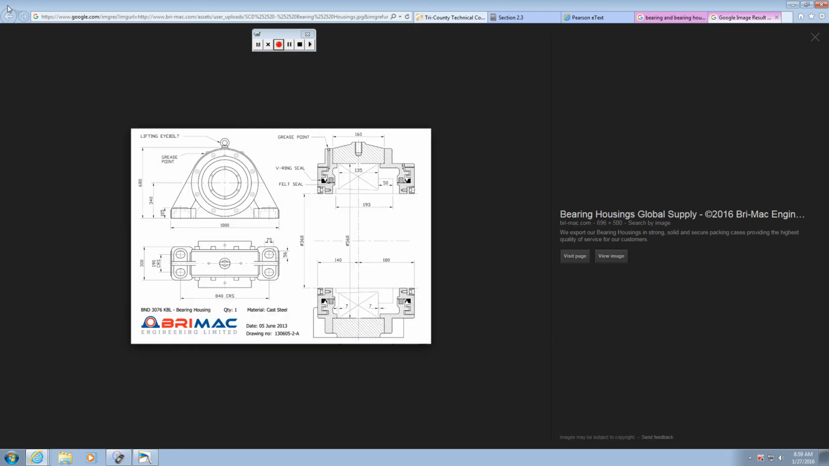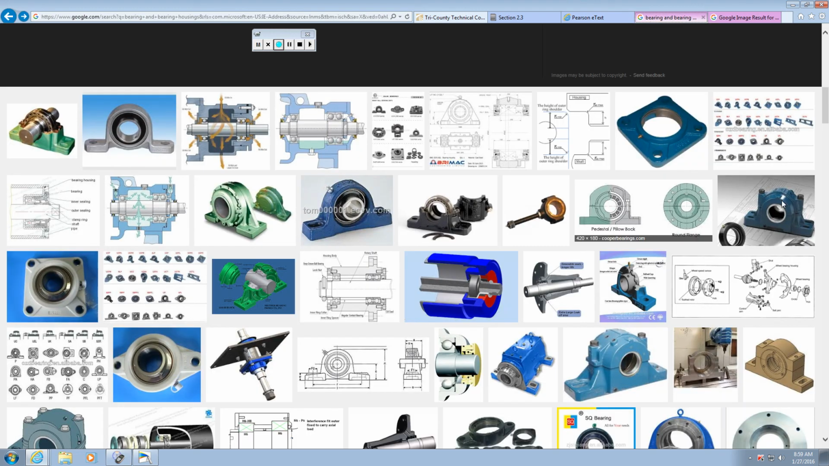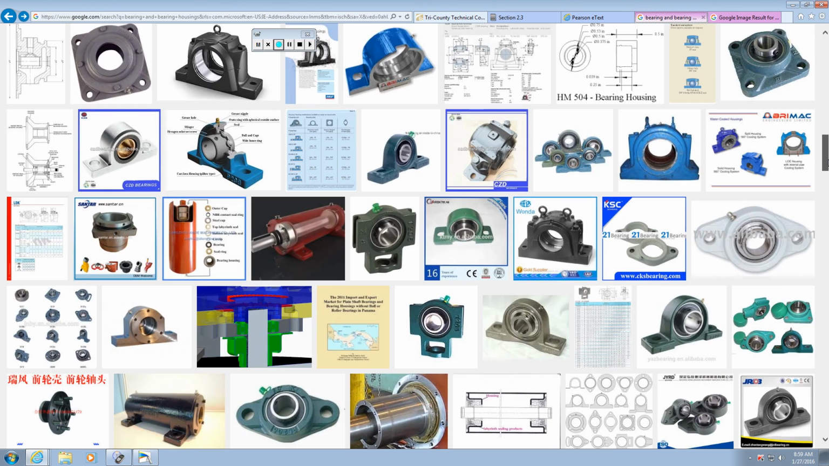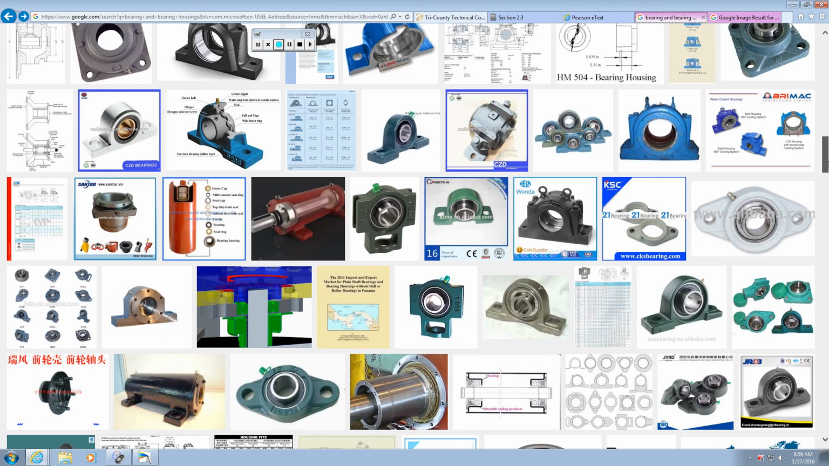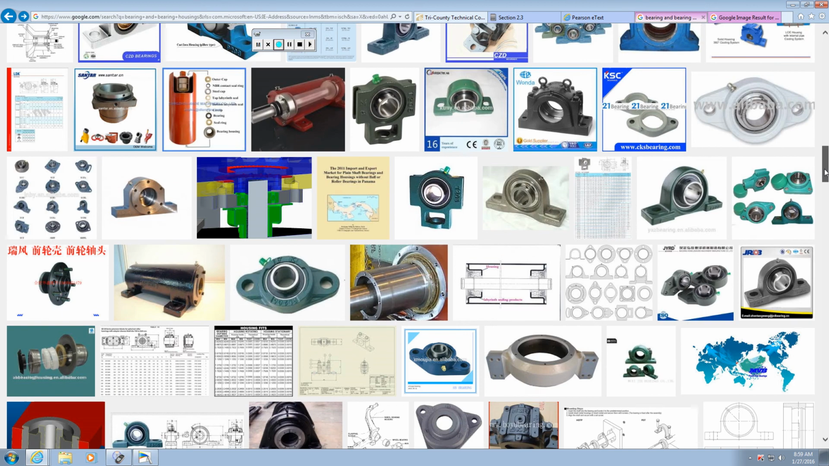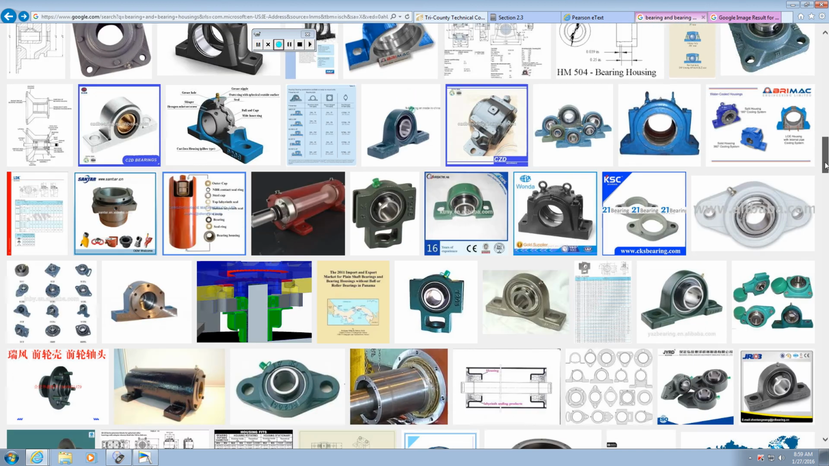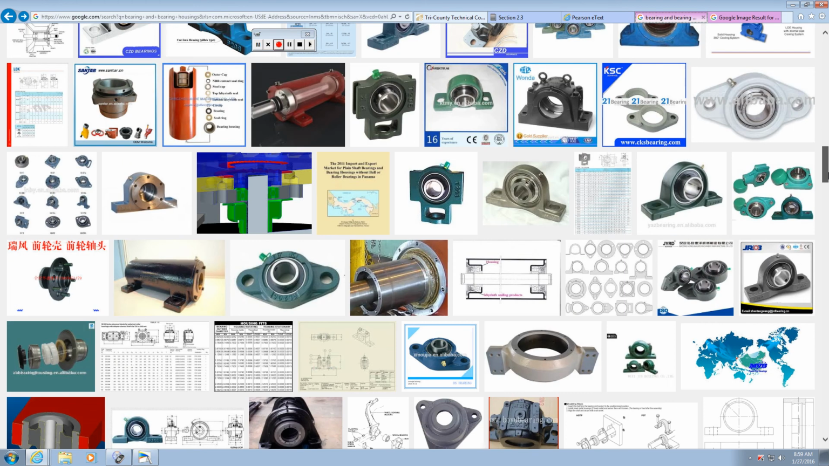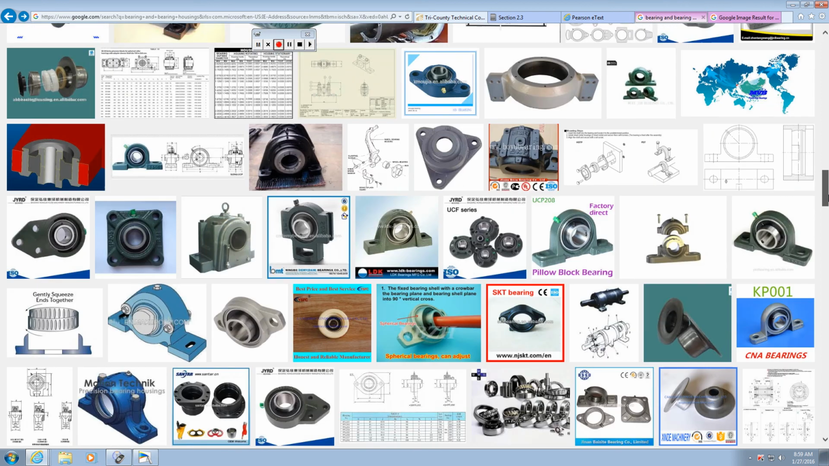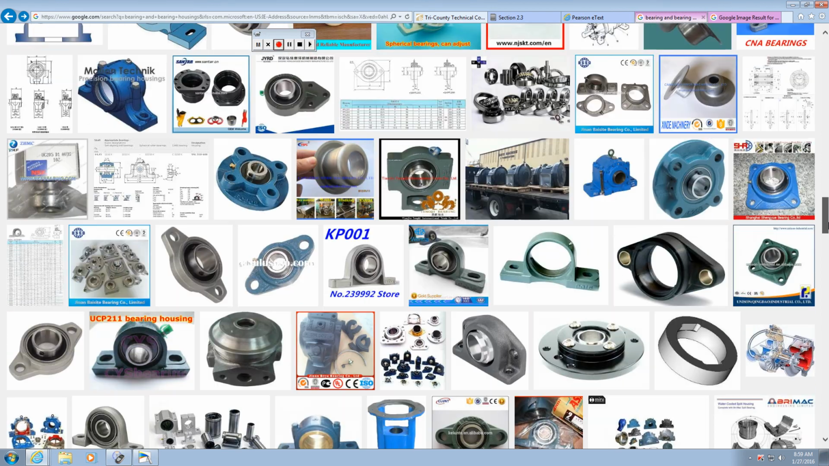Oh shoot, I hate these things. I gotta get out of here. Okay, here's, I had another bearing housing. It was a pretty one too. Y'all see different bearing housings. Here's a bearing, well no. I was gonna try to show you an open bearing and a closed bearing, but anyway.